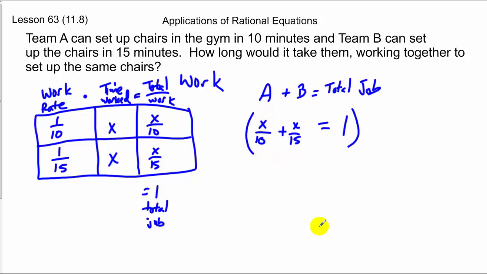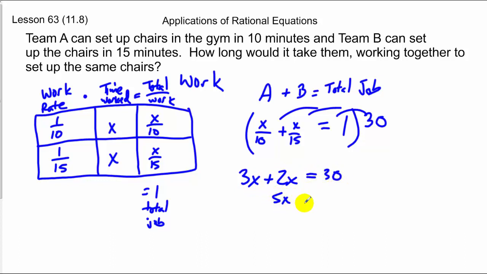I need to multiply both sides of the equation to clear the fractions. 30 is the easiest thing to multiply by. So multiply through, I get 3x plus 2x equals 30. 5x is equal to 30, and x equals 6, and this is minutes. So it takes them 6 minutes to get the job done together.